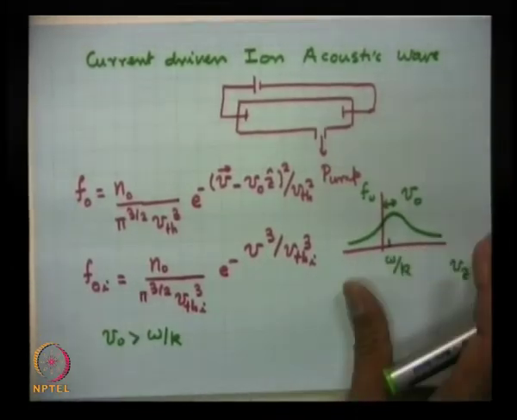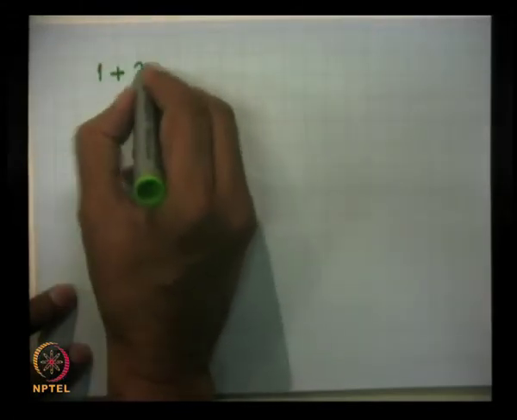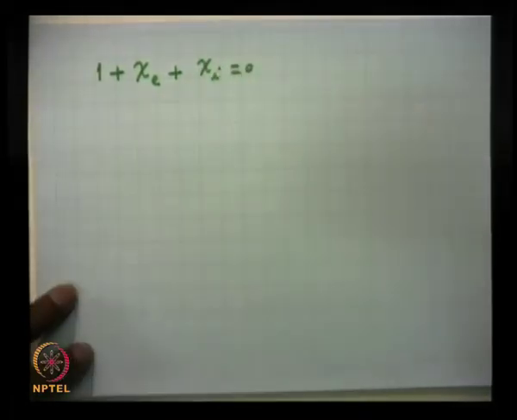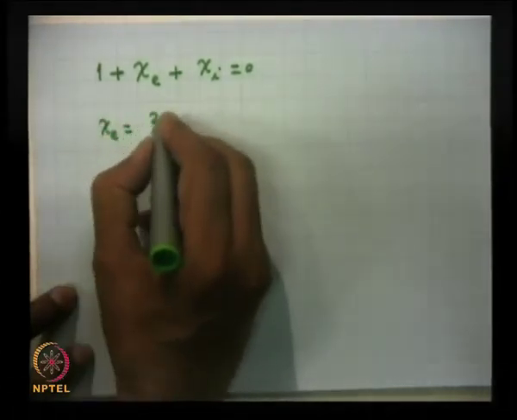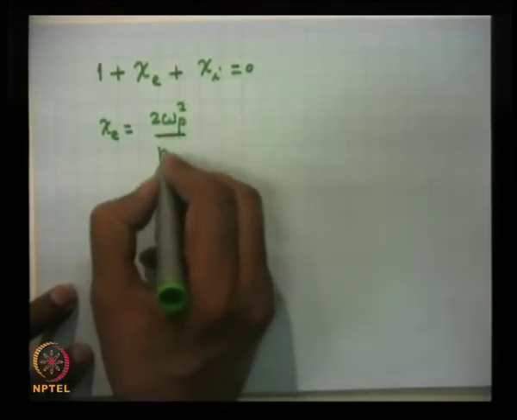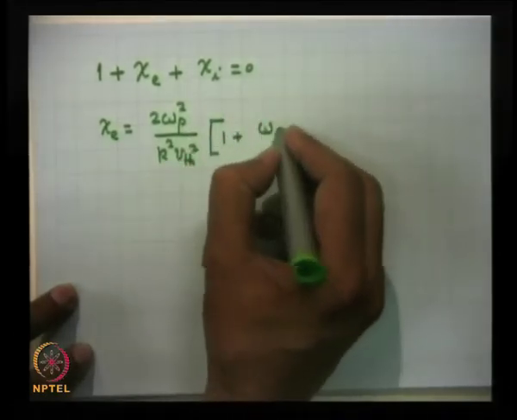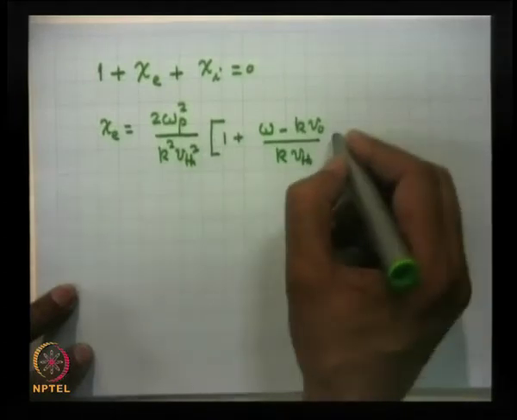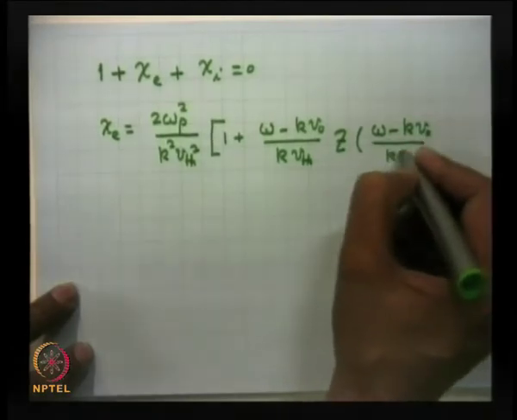Mathematics is trivial for this case. Just let me write down. We are having the dispersion relation 1 plus electron susceptibility plus ion susceptibility equal to 0, and the electron contribution turns out to be chi e, which is 2 omega p square upon k square V thermal square into 1 plus omega minus k V0 upon k V thermal of the plasma electrons into Z function of omega minus k V0 upon k V thermal.